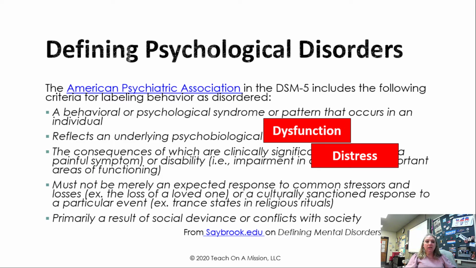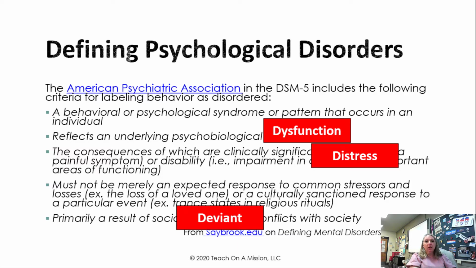And then finally, primarily a result of social deviance or conflict with society. So deviant behavior is not behavior that they are wanting to do, but it is behavior that is seen by society as not acceptable. But the person is not choosing to do it. I hope you understand that.